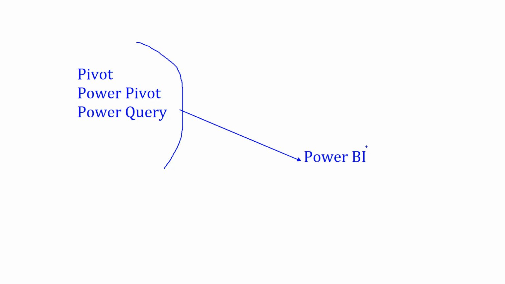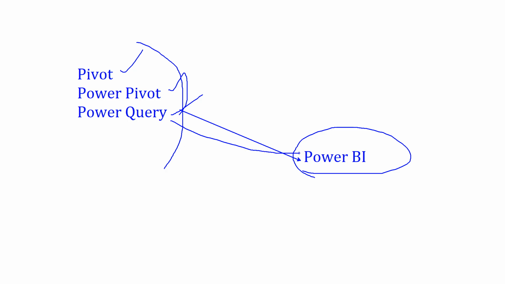So if you want to go to Power BI, this is the way to start. Where do we start from? You have to start from pivot. Then we go to Power Pivot and Power Query. Then we can land here. BI is business intelligence. Actually, BI will work through Power Query only. In level 2, we are going to learn Power Pivot and Power Query. Okay, so let us start with pivot.